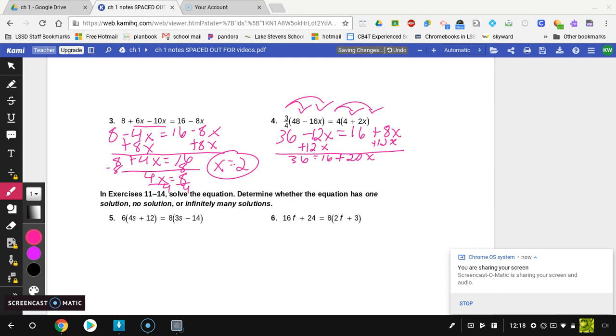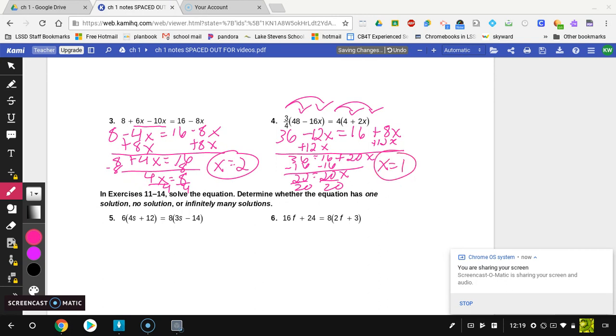All right, so now I need to decide, do I get rid of the 16 or do I get rid of the 20? We always get rid of what's being added or subtracted first, so I'm going to subtract the 16 over on both sides, and I have 20 is equal to 20x. And then lastly, get rid of that multiplication or division, so I'm going to divide both sides by 20, and I get x is equal to 1.